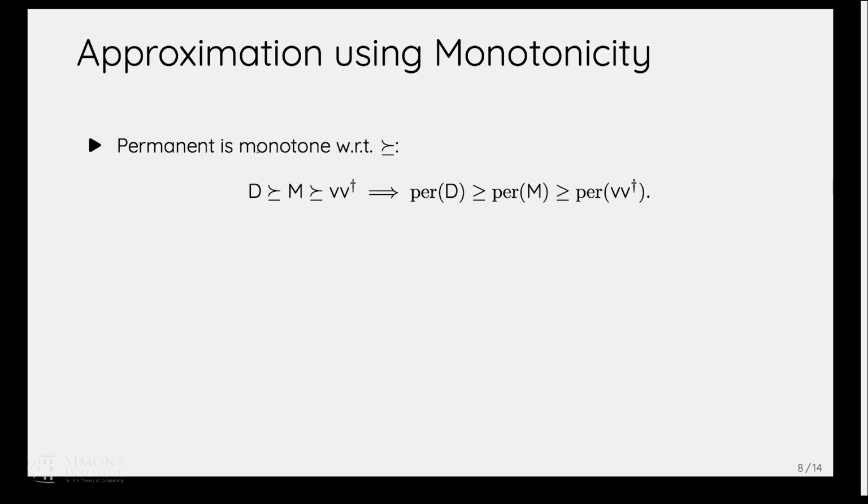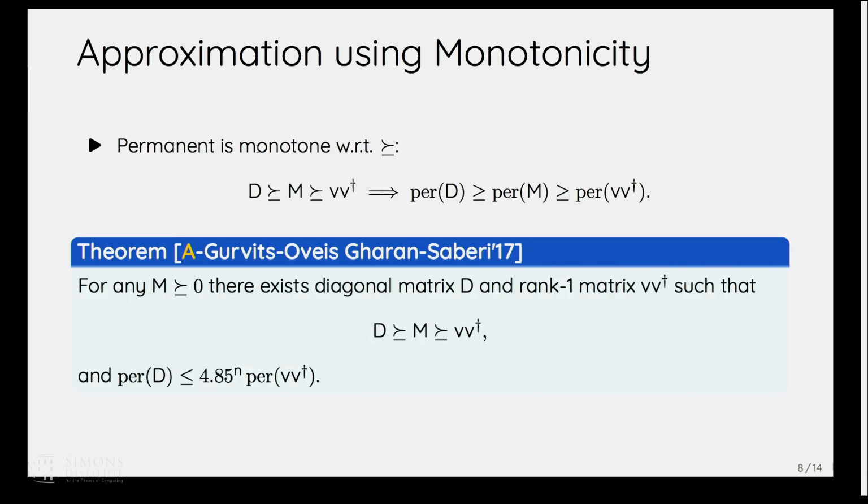Now that we have this monotonicity property, the thing we can do to approximate the permanent is to sandwich our matrix between two other matrices whose permanents are easy to compute. So formally, we are going to find an upper bound matrix D and a lower bound matrix VV dagger that sandwich our matrix M, and then we can use either of their permanents as an approximation to the permanent of our matrix. What we formally show is that you can take this upper bound to be a diagonal matrix, and you can take the lower bound to be a rank 1 matrix. And you can make sure that the ratio between the permanent of the upper bound and the lower bound is always bounded by the factor I mentioned before, the simply exponential factor.